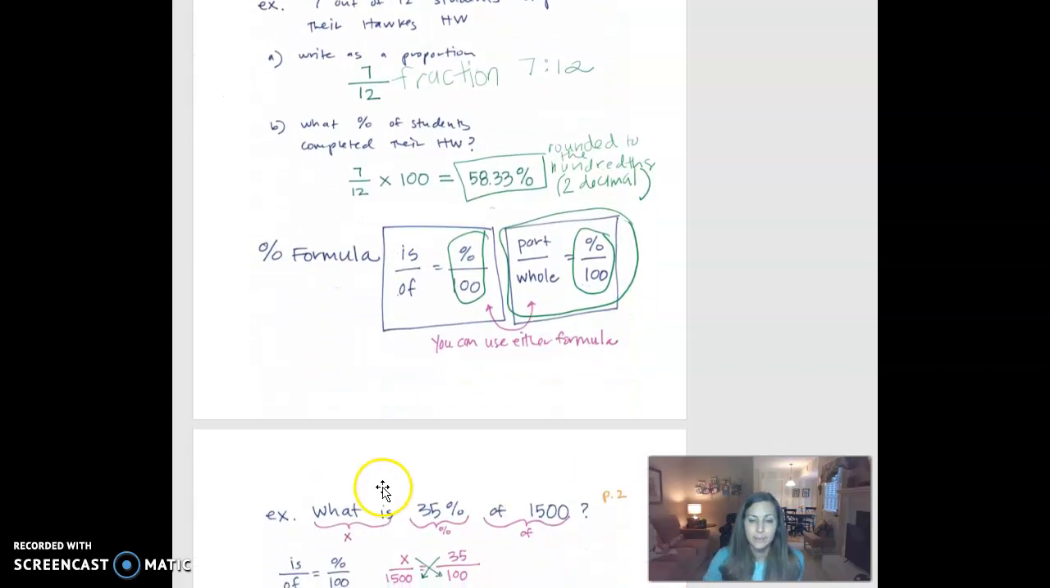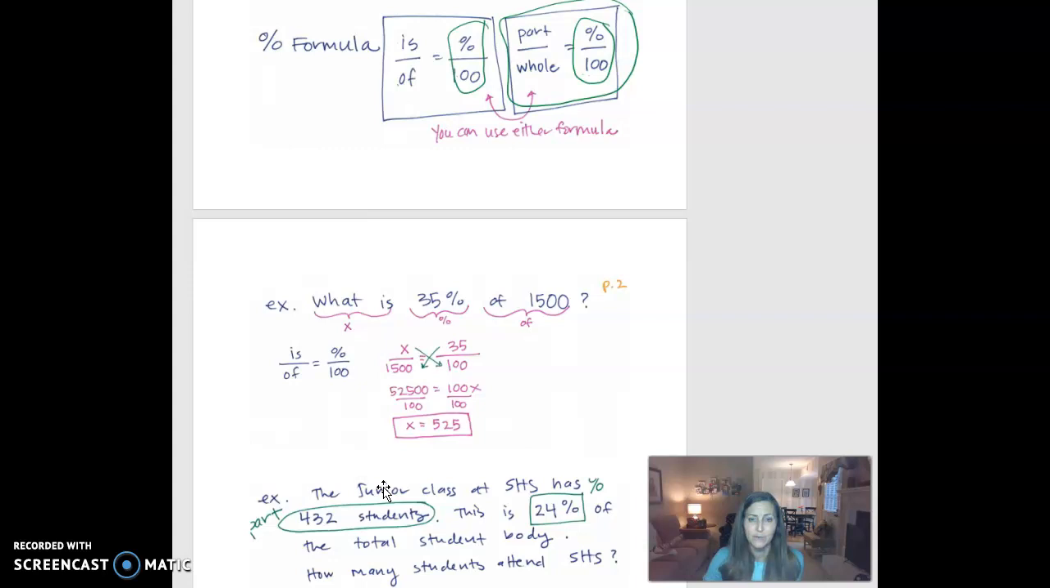Let's look at a couple of examples. This is just a really straightforward one. I'm going to leave the formulas up while we're here. What is 35% of 1,500? Okay, here are your key words. I've got the word is, I've got the word of, and I've got a percent. So basically, all I have to do is plug those three sort of words into the formula. This formula is going to work nicely here because it says is, it says of, and it also has a percent. And 100 is given to me, so I don't have to do anything there.